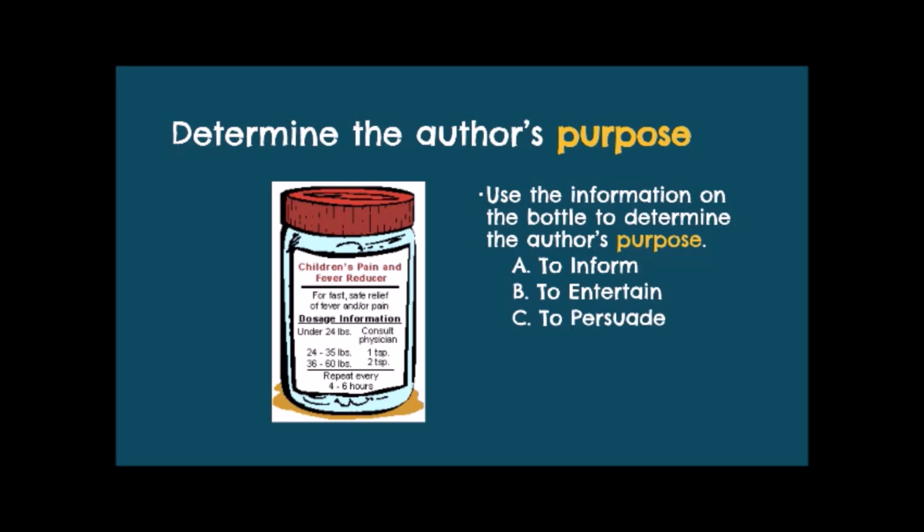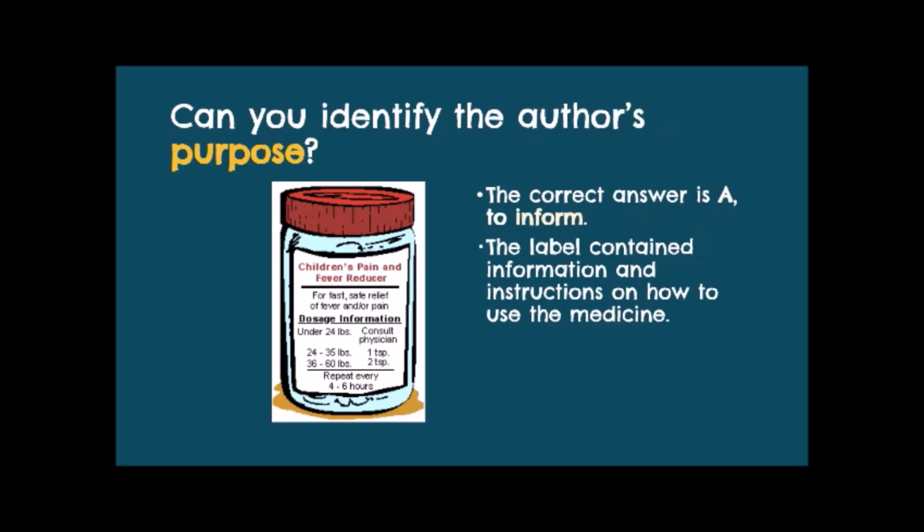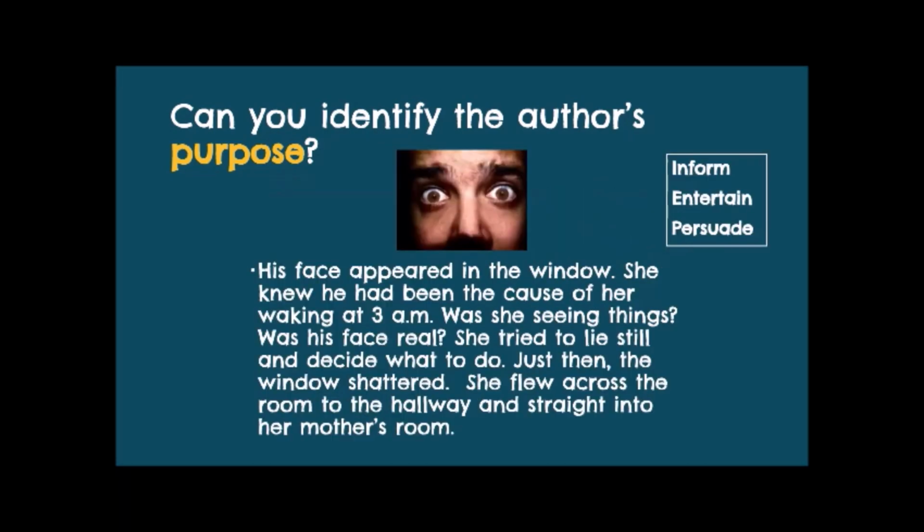So this first one is, I'd like you to use the information on the bottle to determine the author's purpose. Is it to inform, to entertain, or to persuade? If you said inform, you are correct. The label contained information and instructions on how to use the medicine. So let's try this next one.